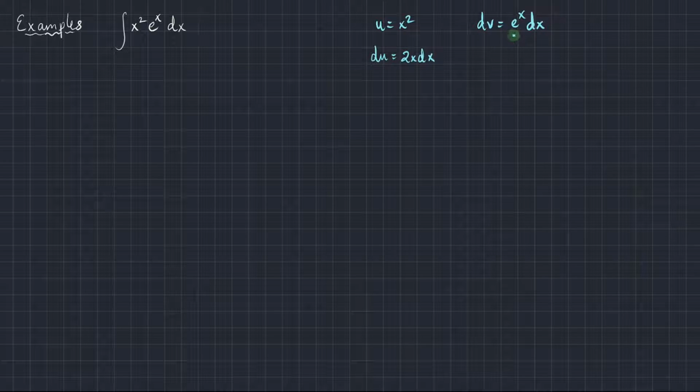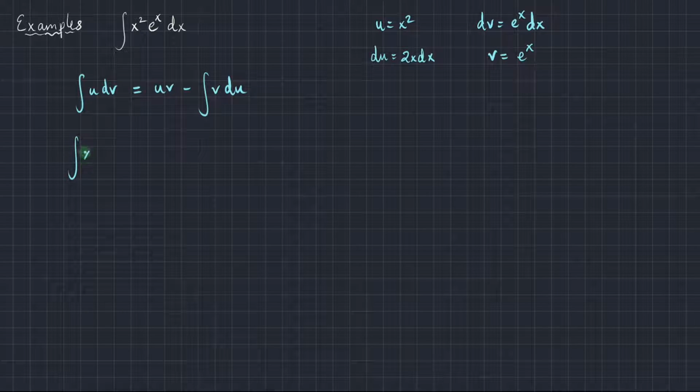And since dv is e to the x dx, we just get v is e to the x. Applying the formula, we get the integral of x squared e to the x is u times v, which is x squared e to the x, minus the integral of 2x e to the x dx. Let's integrate by parts once more.